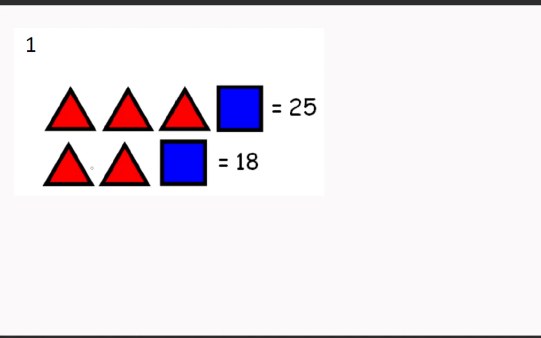From the bottom row, we know that 2 triangles and a square makes 18. So if we look at these 2 triangles and a square in the first row, obviously that makes 18. So that means that the triangle plus 18 makes 25. So the triangle must be 7. And of course, if the triangle is 7, then in the second equation we can see that 7 plus 7 is 14, so this will have to be 4.